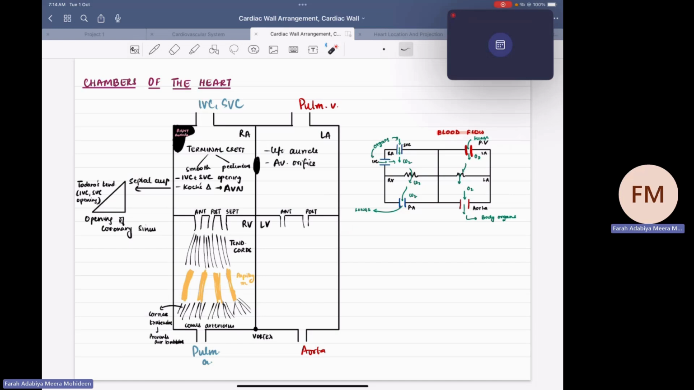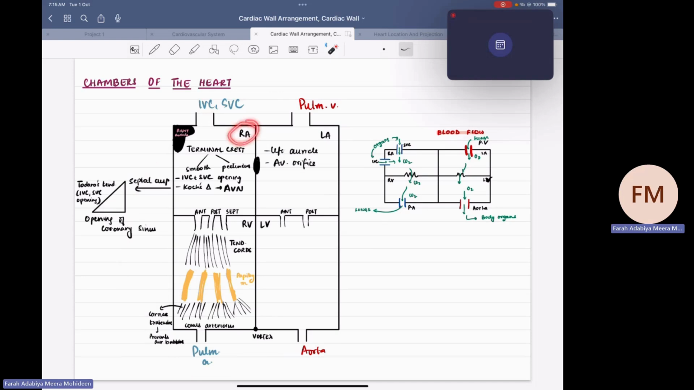Now, in the lungs, gas exchange takes place, oxygenation happens. So, from the lungs, your pulmonary vein brings oxygenated blood into your left atrium. Then it passes the bicuspid valve to enter your left ventricle, and then oxygenated blood is pumped into the body organs through your aorta, right? Now, this is a very basic overview about the parts in each chamber of your heart, right?